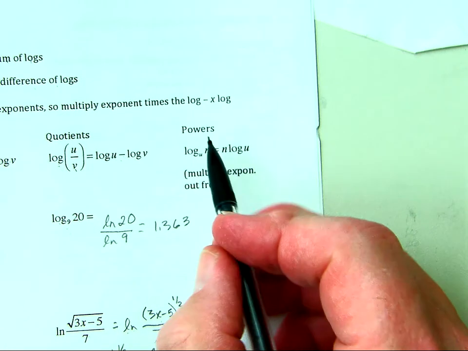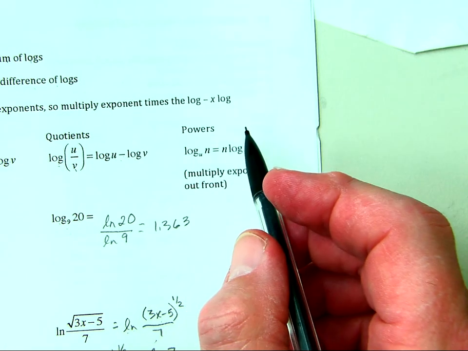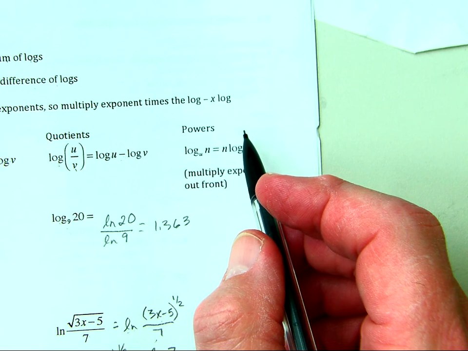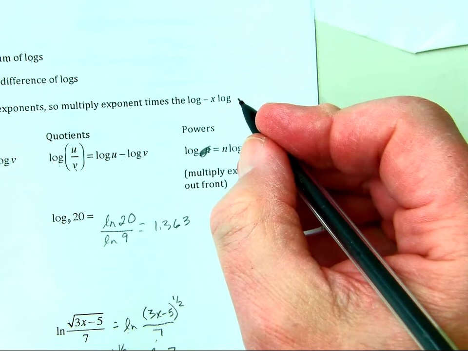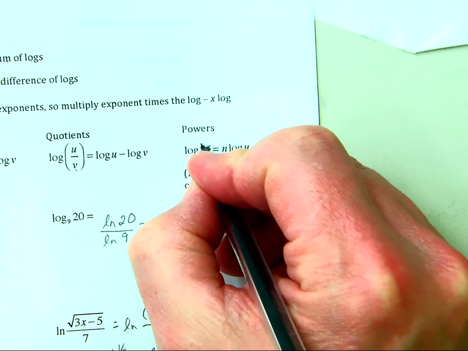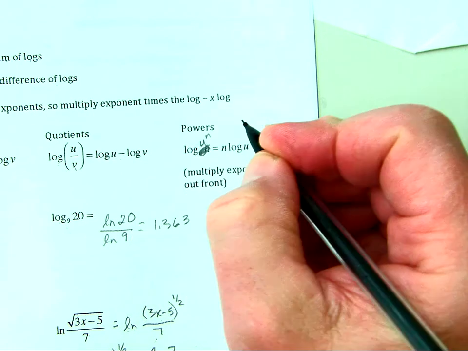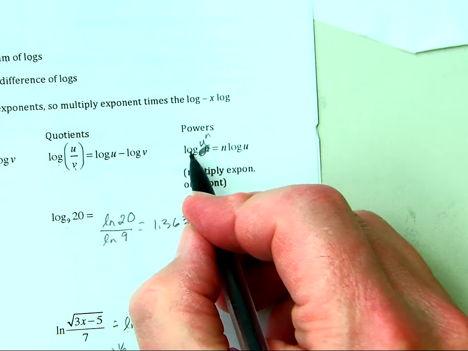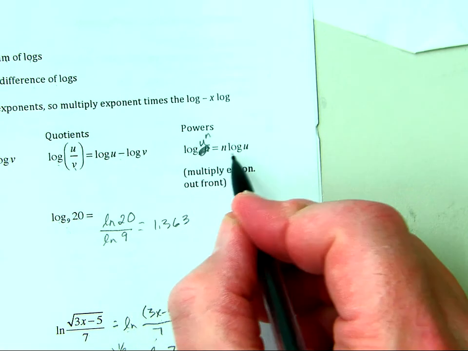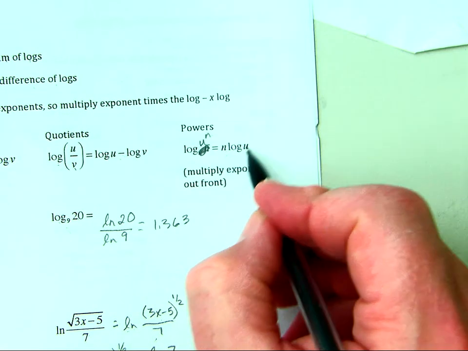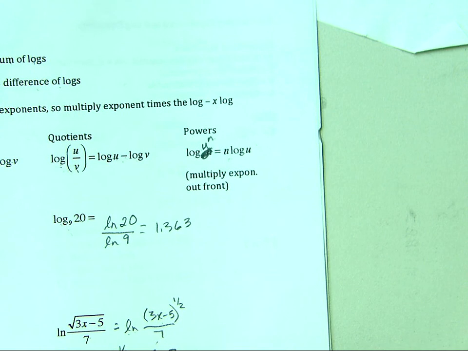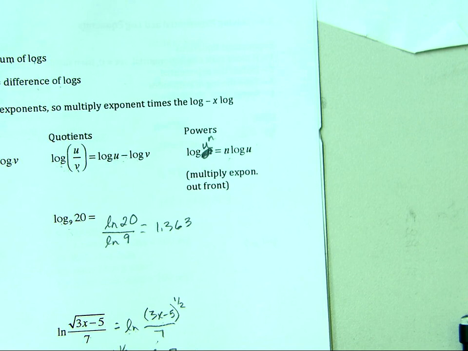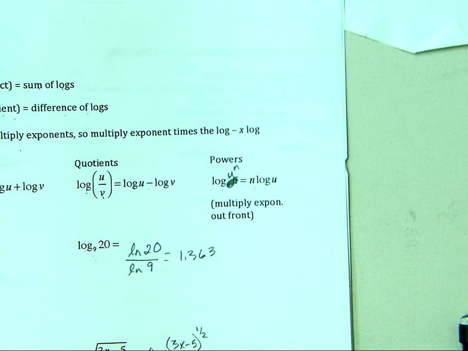Then exponents. That's not right. That should be the log of, that u shouldn't be a base. That should be u to the nth, like that. So the log of u to the nth, we take the exponent and multiply it out front. Or if you're given a log with a number out front, you can put it back as an exponent. And I believe that does it for 3.3.